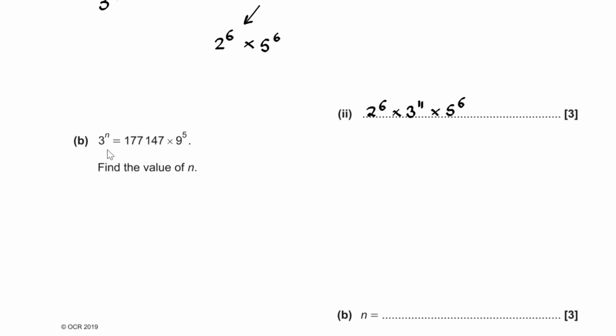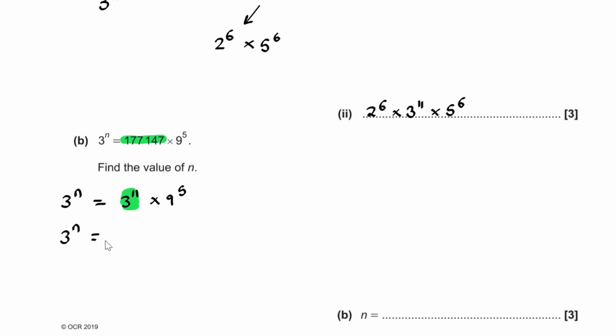And now, for part B, we're given that 3 to the n is equal to 177,147 times 9 to the 5. We have to find the value of n. Well, we've got here 3 to the n, and the value over here, we know that this is the same as 3 to the 11. And then we're multiplying this by 9 to the power of 5. Well, what we can do is get the bases the same.